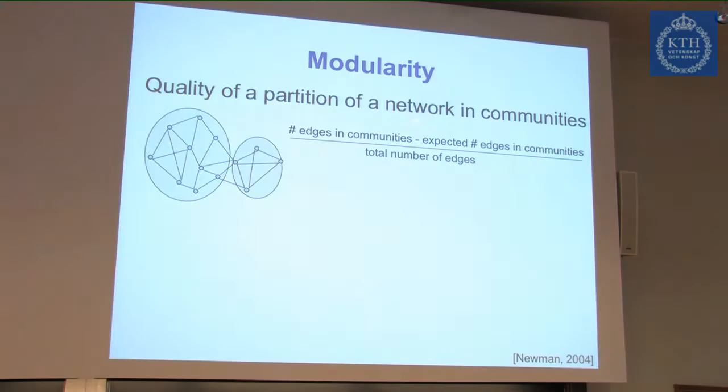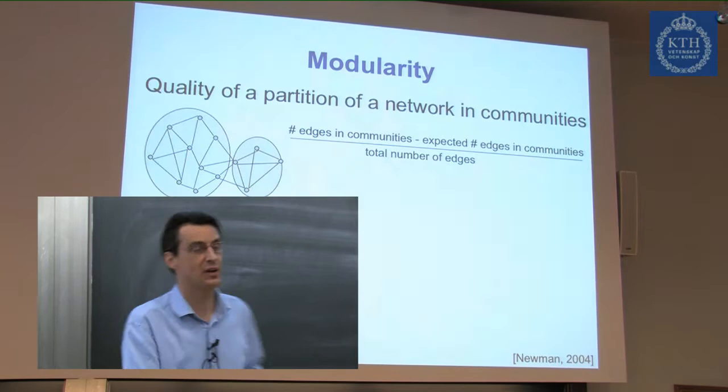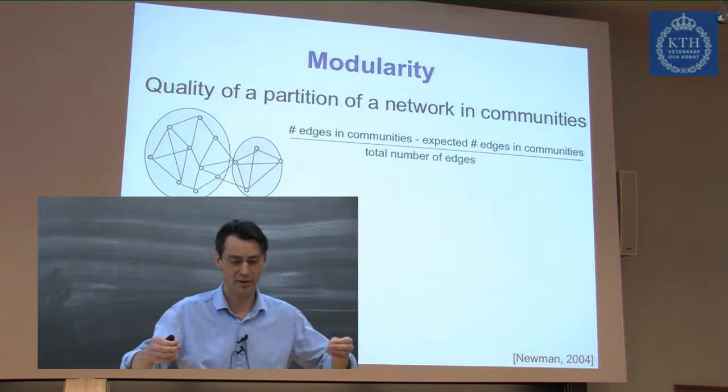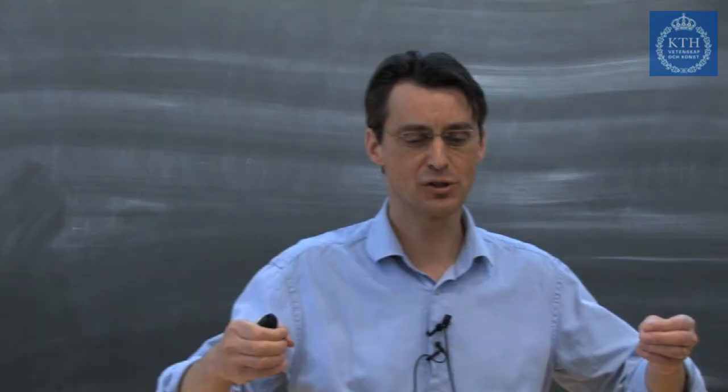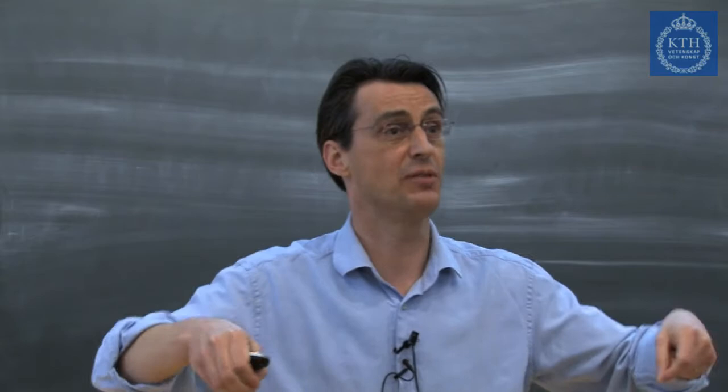The largest possible value you can have here is 1. And if you have 1, it really means that you've been able to find a good community decomposition, whereas if you get to minus 1, it's really just the opposite. Getting a minus 1 essentially means that you have edges only between nodes of different communities and no internal edges within the communities, okay?